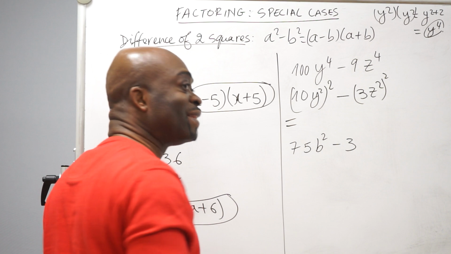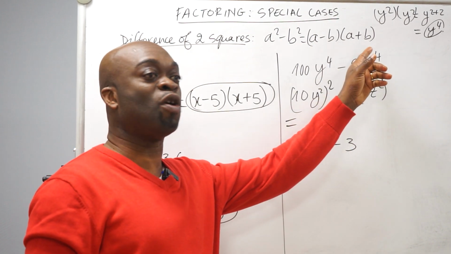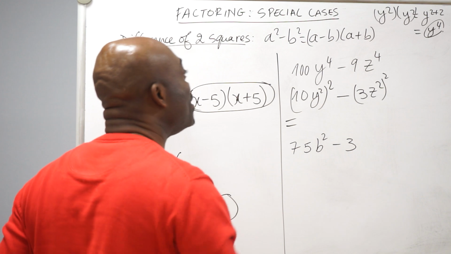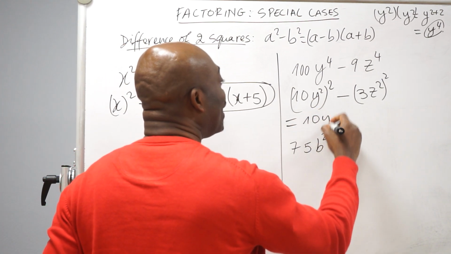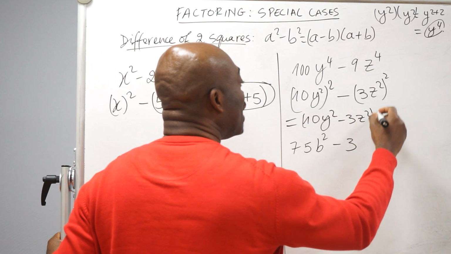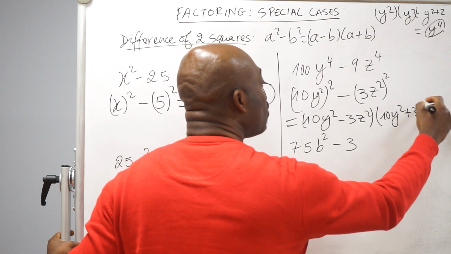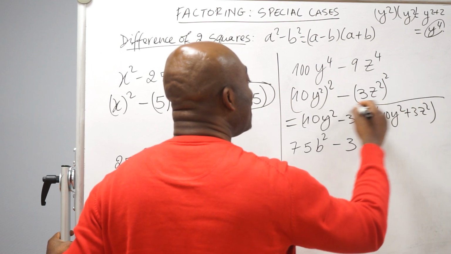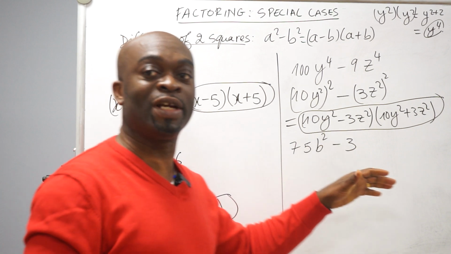And then once you get that, what's happening then? So now you can expand it. So you expand both of them, and then you're going to be fine. So that means you have 10y squared minus 3z squared times 10y squared plus 3z squared. All right? And then you are finished with this one as well. Okay? So you don't need to do anything else after that.